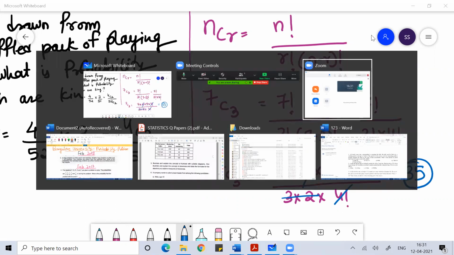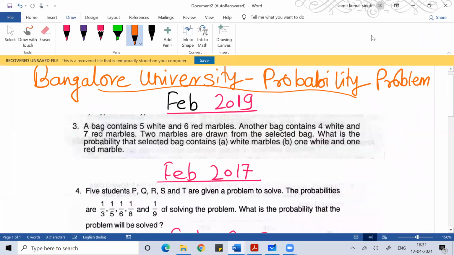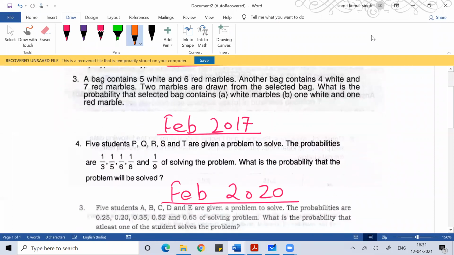Some problems, like if you see this question number 4, that 5 students P, Q, R, S, T are given a problem to solve. The probabilities of solving the problem are 1 by 3, 1 by 5, 1 by 6, 1 by 8, 1 by 9. What is the probability that the problem will be solved?